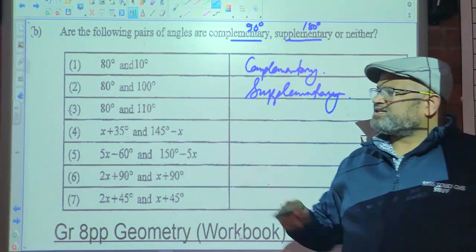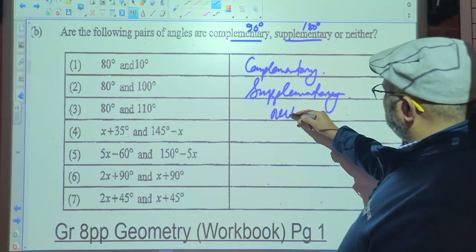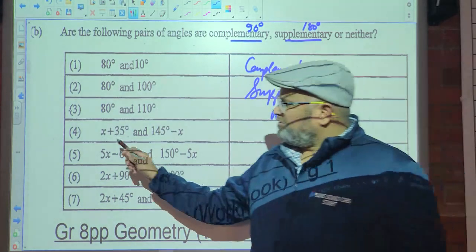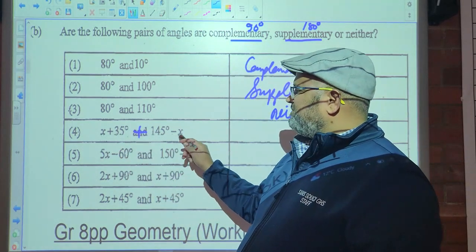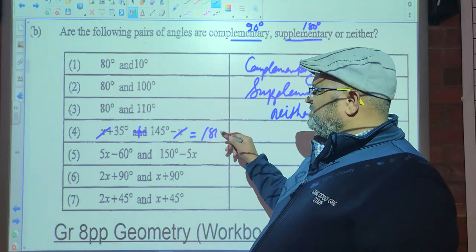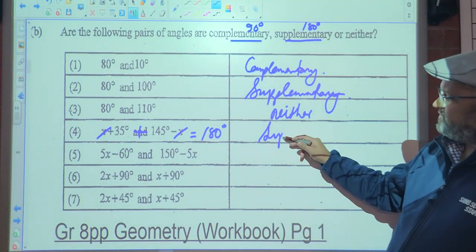One 80 plus 110? Neither. What is x plus 35 plus 145 minus x? So the x's will cancel and this will add up to 180. Not so, so this is supplement.